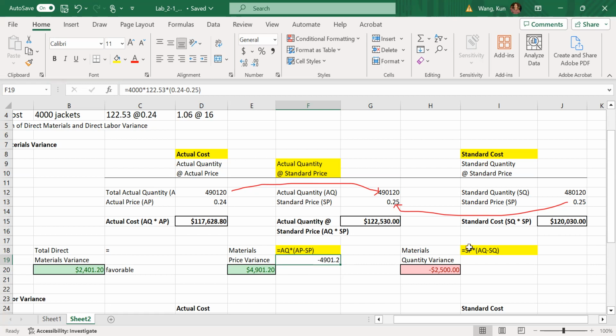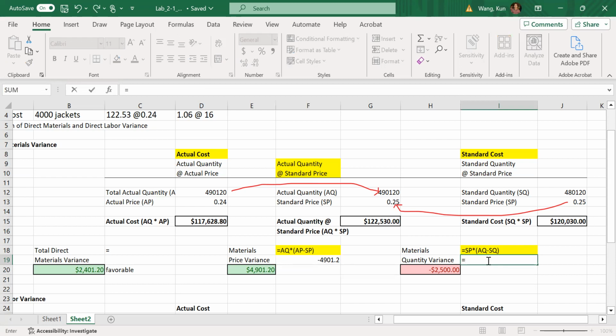Then looking at this side, the quantity variance. The quantity variance is the difference where you use the middle number minus the standard cost, if you're looking at the totals. And if I want to use a direct formula, I'm comparing the actual total quantity for the 4,000 jackets, minus the standard quantity for the 4,000 jackets, but based upon the standard pricing, 25 cents.